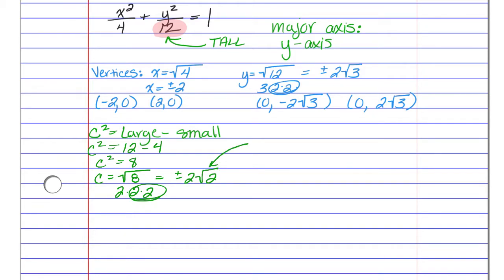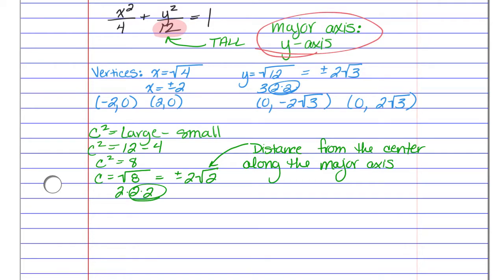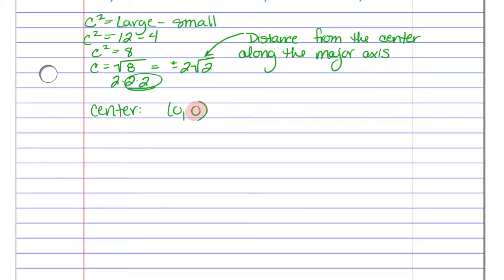And again, this foci is the distance from the center along the major axes. And earlier, we did identify our y-axis. So if I look at my center point, my center is currently at 0, 0. So my foci is going to be on my major axis of the y-axis. And I am going to travel both in the positive and negative direction, 2 square roots of 2 units. So my foci will be located at 0, negative 2 square roots of 2, and at 0, positive 2 square roots of 2.